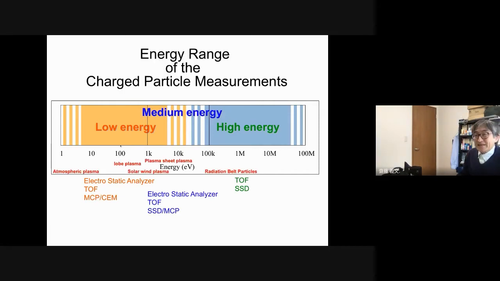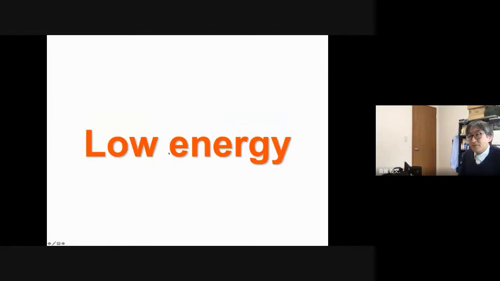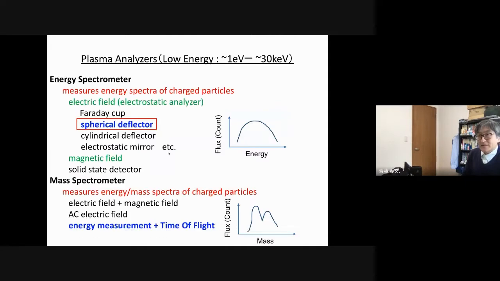Using the low energy analyzers, we can measure solar wind plasmas and magnetospheric plasmas, including lobe or plasma sheet regions, and high energy particle instruments can measure the accelerated particles, including radiation belt particles. Medium energy range instruments are important in order to understand the acceleration mechanism from low energy to high energy. First, I will talk about the low energy instruments.